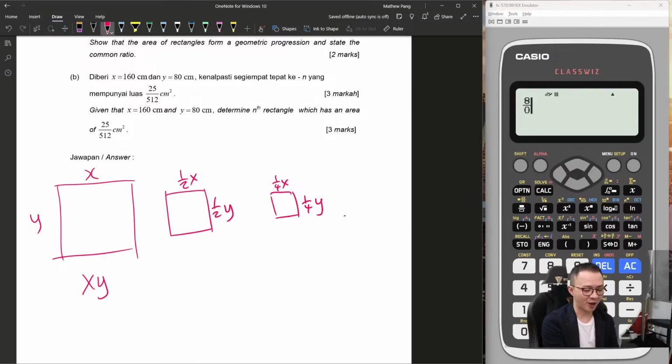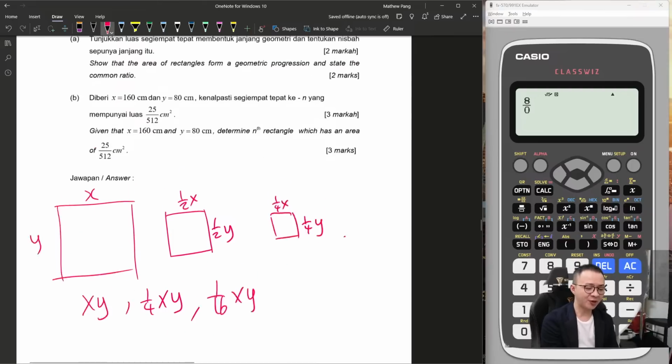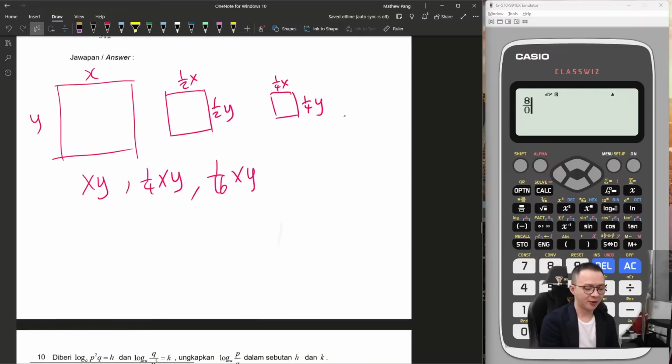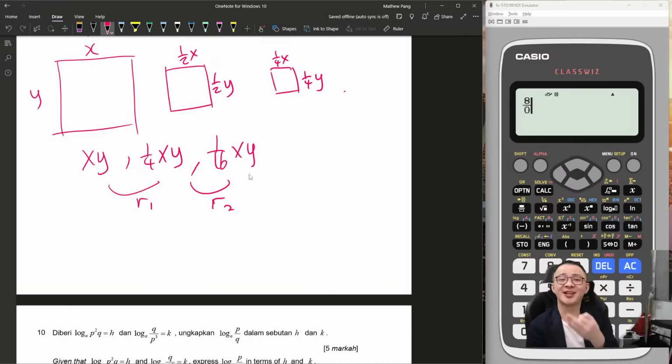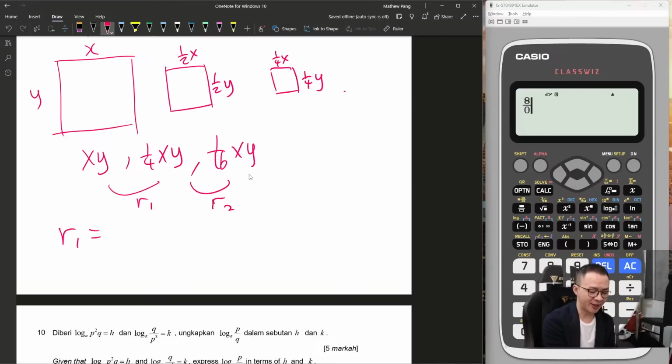Area x times y. The second term is half x, half y, which is 1 over 4 xy, right? Then the next one is 1 over 16 xy, right? I'm not sure how they want you to show. Okay, after I got the progression, if I want to show it, I will find r1 and r2. If r1 is the same as r2, then they are a geometric progression. So r1 is 1 over 4 xy divided by xy. So it's 1 over 4.